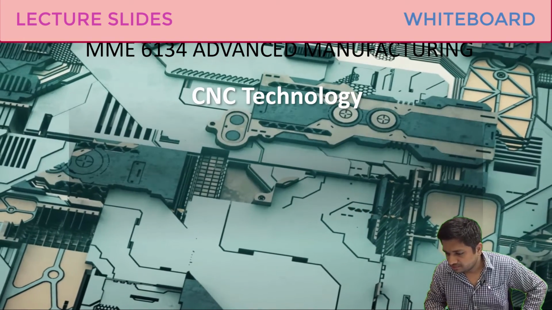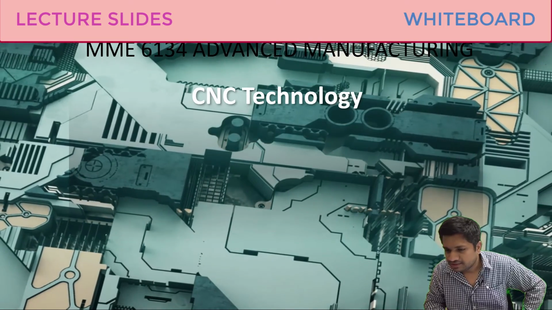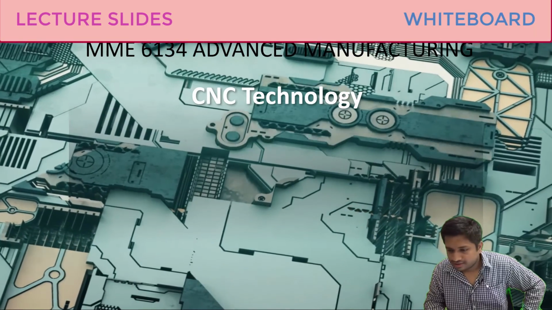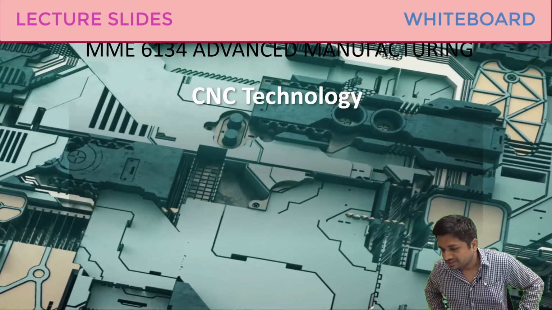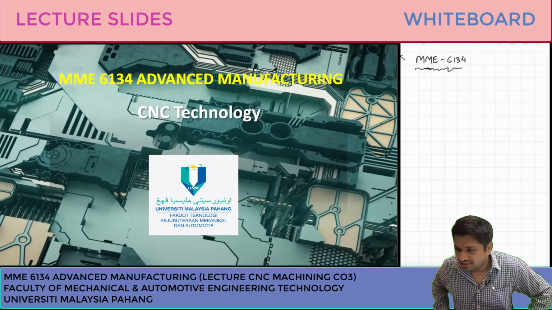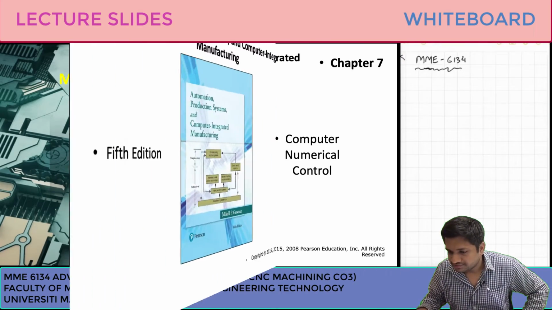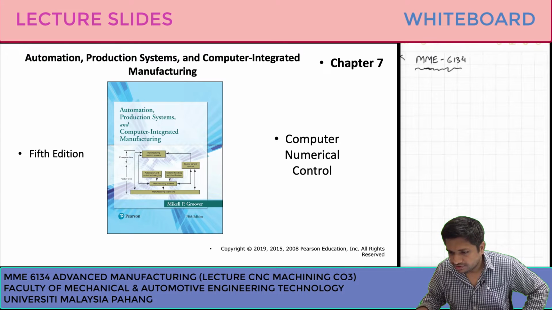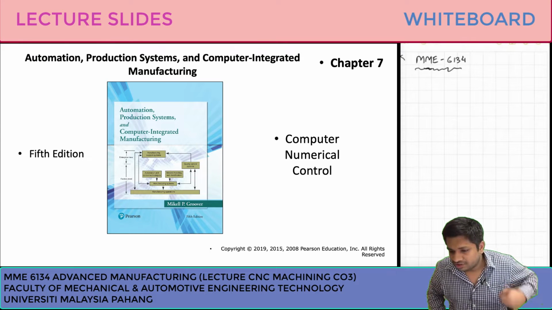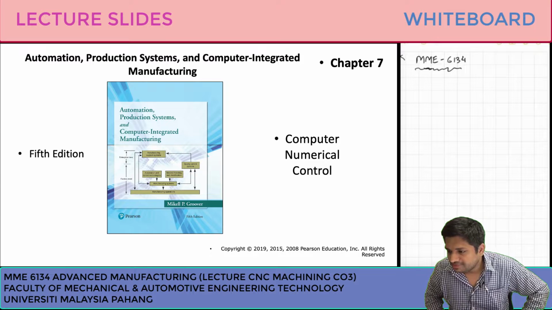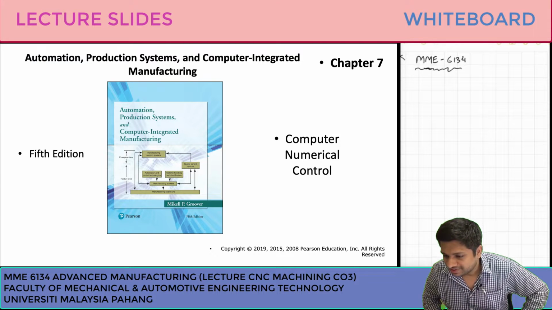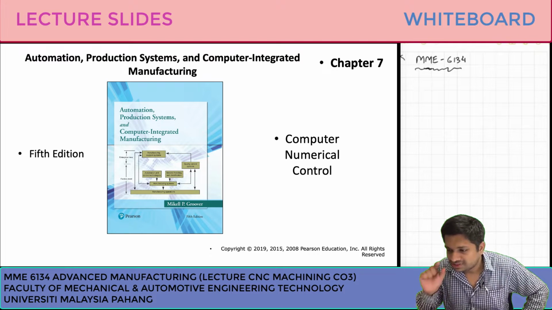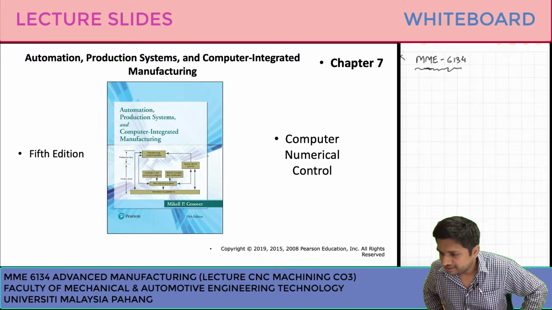Okay guys, so let us make a start with the second part of your course, which is CNC technology, computerized numeric control technology. I will be following the book, 5th edition, Michael P. Groover, Automation, Production Systems and Computer Integrated Manufacturing, only chapter number 7, which is Computer Numeric Control.